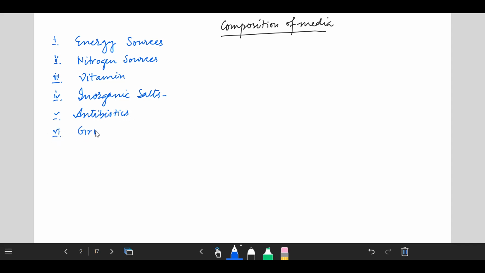Sixth one is growth factor. Growth factor is glutamine. Seventh one is hormones like penicillin, thyroxine, hydrocortisone, these kinds of hormones are used. And the eighth composition is oxygen, carbon dioxide, etc. Their concentration is maintained.